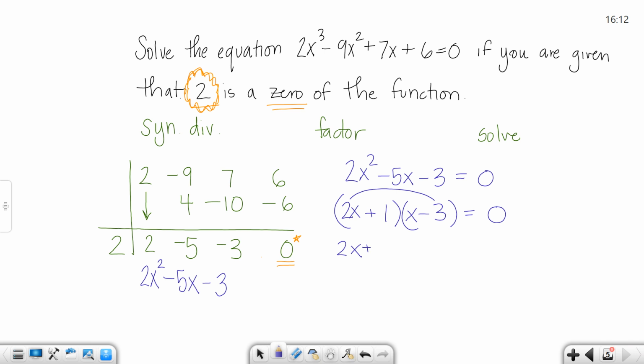Setting 2x plus 1 equal to 0 and setting x minus 3 equal to 0 would give me these values. So it told me that 2 was a 0, but negative 1/2 and 3 are also zeros, and that's how it would work. Now you'll see a lot of this particular type of problem in the next section as well.